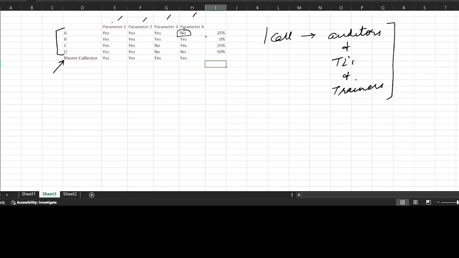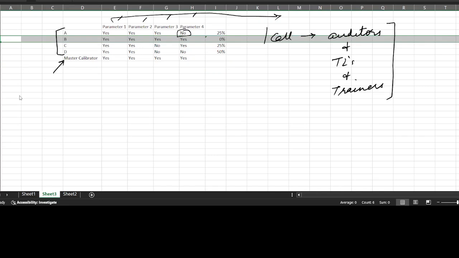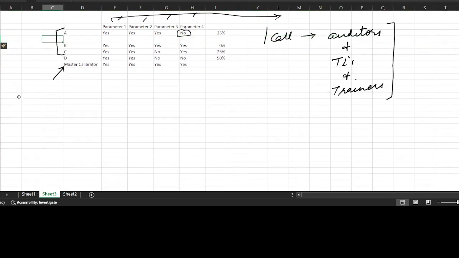Now there will be forms wherein the parameters are maybe 20, 25 and so on and so forth, right? So it's very difficult for us to do it this way. I hope you agree with it. Now there is a formula for this.